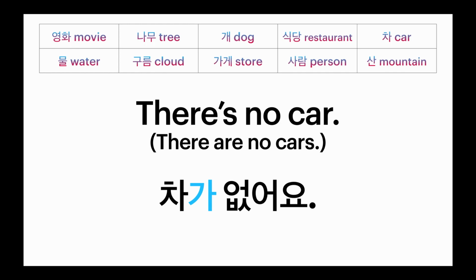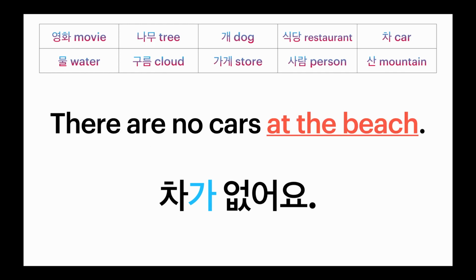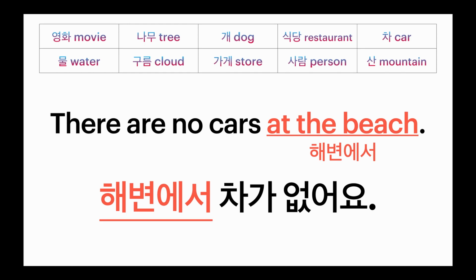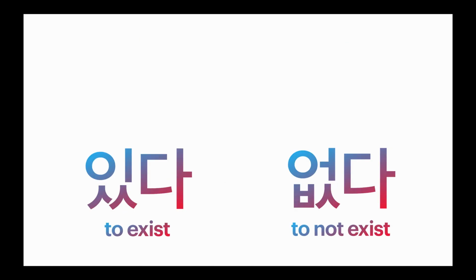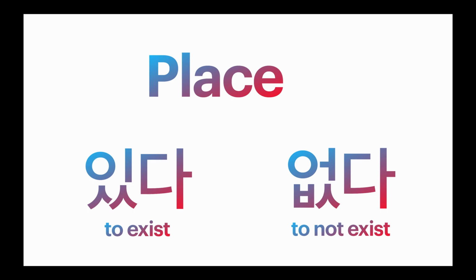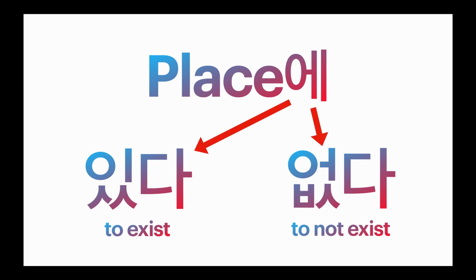Okay, let's try a sentence like, there are no cars at the beach. If you've been following along for a while, then you might remember that to say at the beach, you will say 해변에서. So you might think that this sentence would be very naturally said as 해변에서 차가 없어요. But the sentence is wrong. When it comes to 있다 and 없다, you will mark the place with the particle 에. What? Another use for 에? That's right. But in this case, 에 represents the location only for 있다 and 없다.